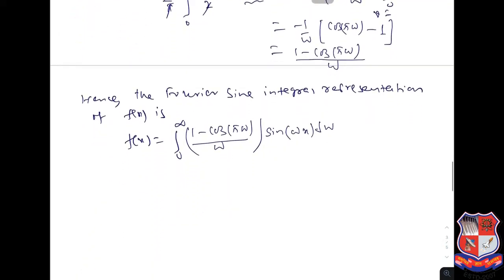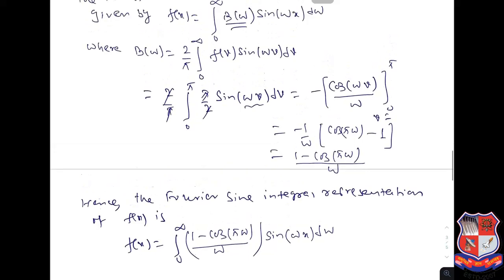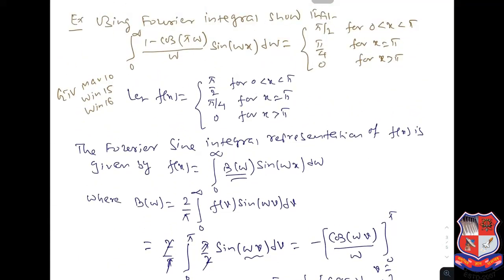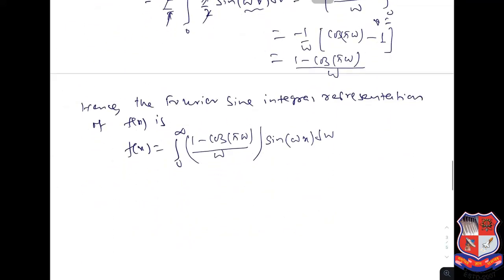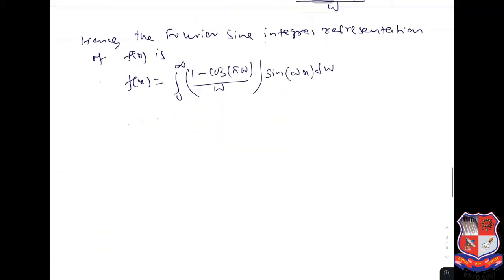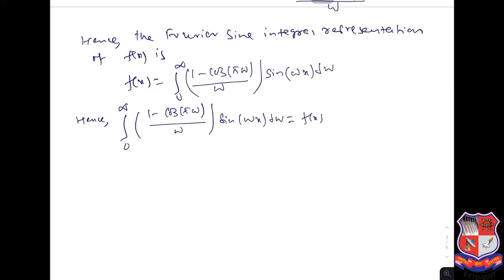Okay, now what does it mean? It means that now what we have taken f(x) is this much. So 1 minus cosine pi omega over omega sine omega x, and that is our f(x). So that's our proof. So hence integration 0 to infinity 1 minus cosine pi omega over omega sine omega x d omega equal to f(x).